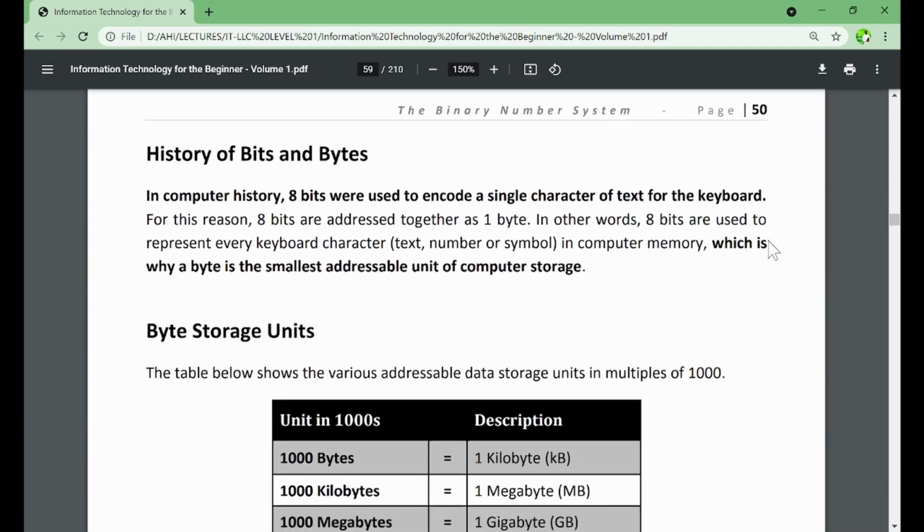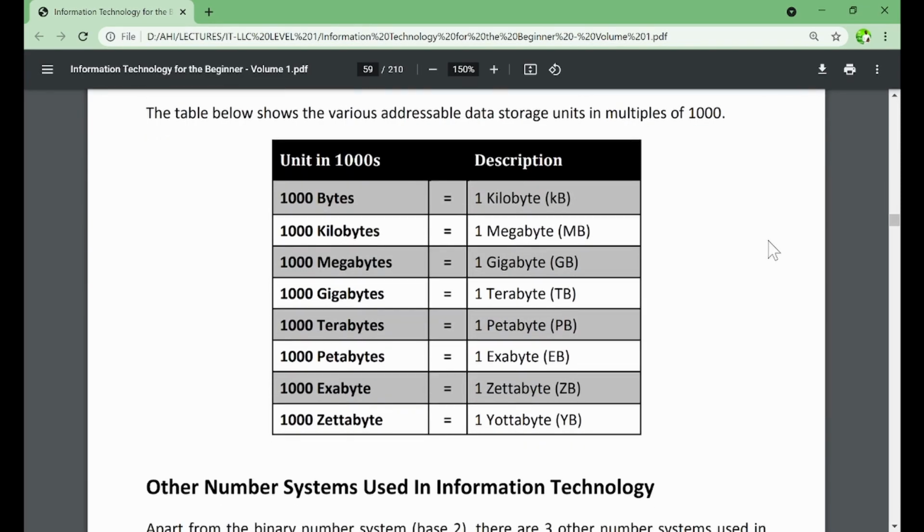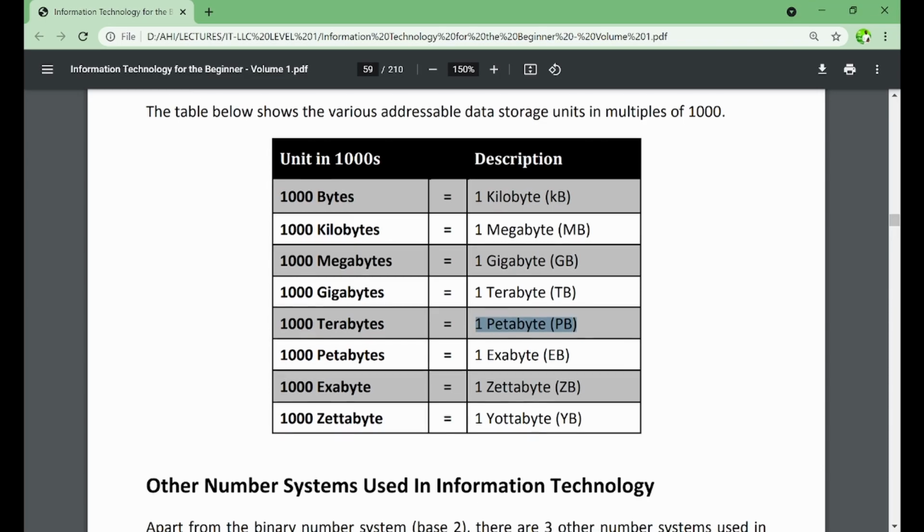All right. So we said that 1,000 bytes will give you 1 kilobyte, 1,000 kilobytes will give you 1 megabyte, 1,000 megabytes will give you 1 gigabyte, 1,000 gigabytes will give you 1 terabyte, and 1,000 terabytes will give you what? 1 petabyte. 1,000 petabytes will give you 1 exabyte, 1,000 exabytes will give you 1 zettabyte, and 1,000 zettabytes will give you 1 yottabyte. A day may come when we'll be dealing in yottabytes. Today, we are mostly operating under petabytes.